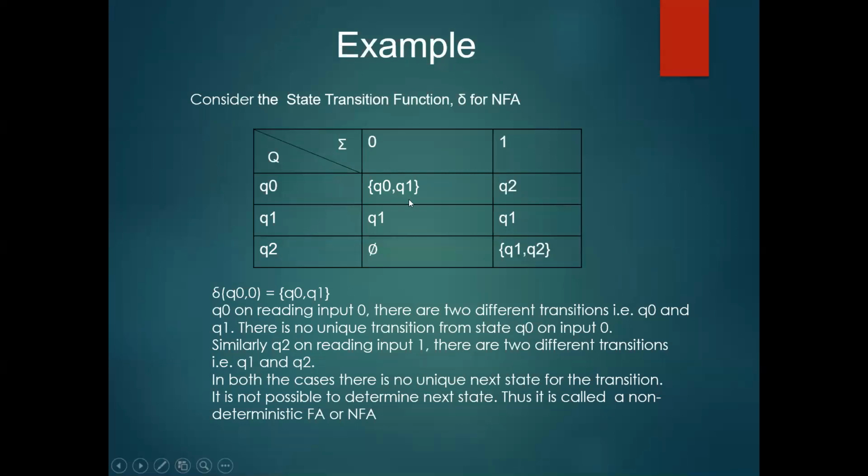So there is no unique next state on one particular input from one particular current state. So it is not possible to determine the next state, and that is the reason this automata is called a non-deterministic finite automata, or NFA, when you cannot determine a unique next state on one particular input.